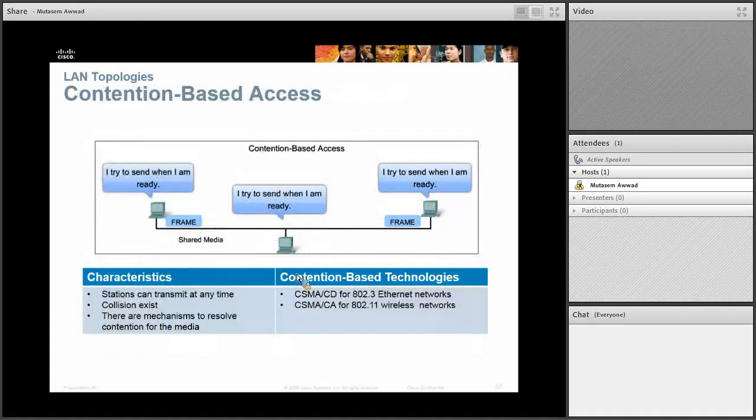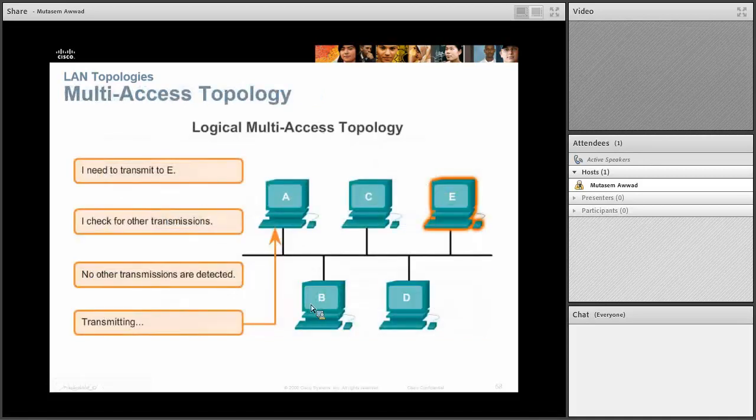All right. Contention-based, like I said earlier, is used by Ethernet, and they use carrier sense multiple access with collision detection. Even wireless also uses contention-based, and they use carrier sense multiple access, but with collision avoidance. All right. Again, we'll talk about carrier sense multiple access.